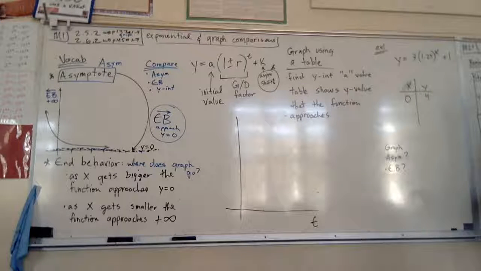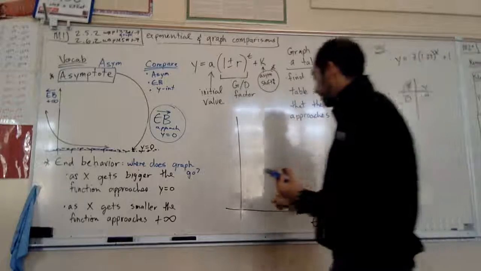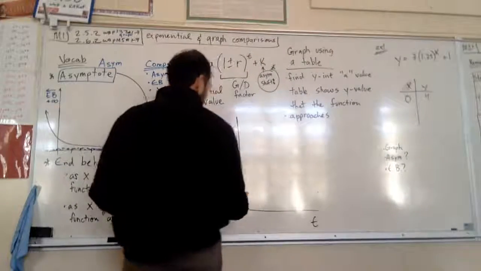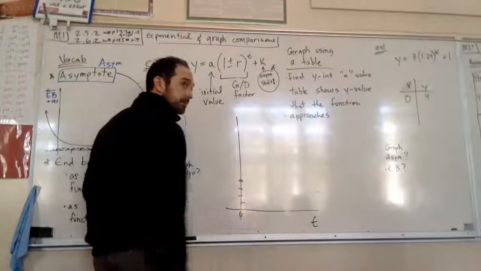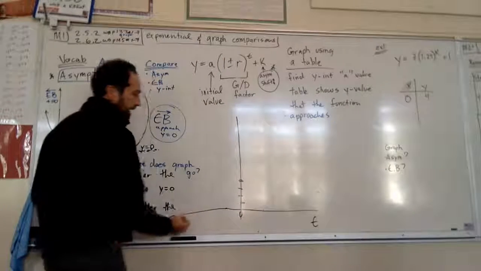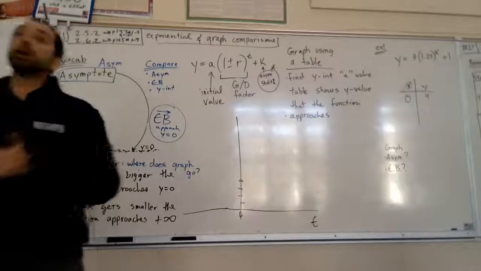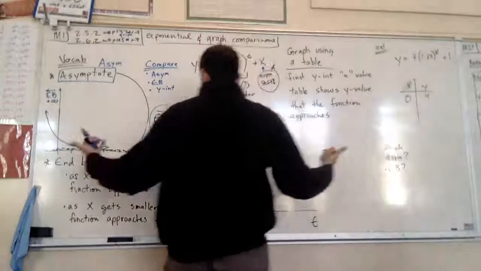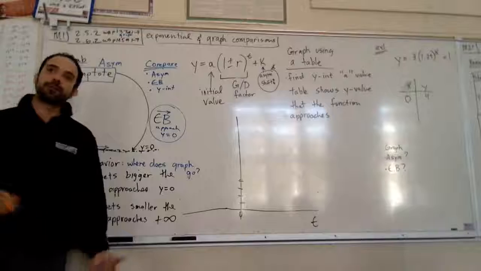All right, what other number should we plug in? Here's what's going to help you guys. You plug in 0. That's perfect. We got 0, 4. I know that's where the y-intercept is. Now, I want to see what's happening way over to the right, way over to the left. So what's a number way over to the left we can plug in?